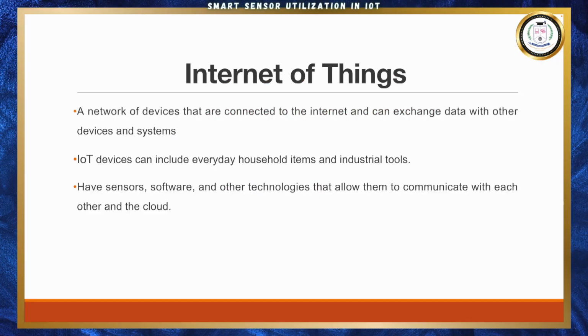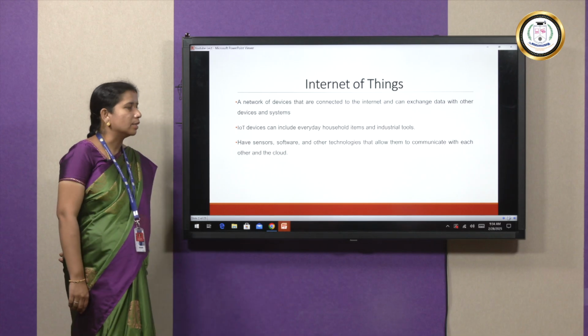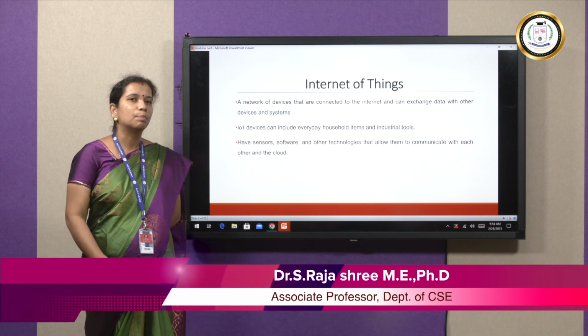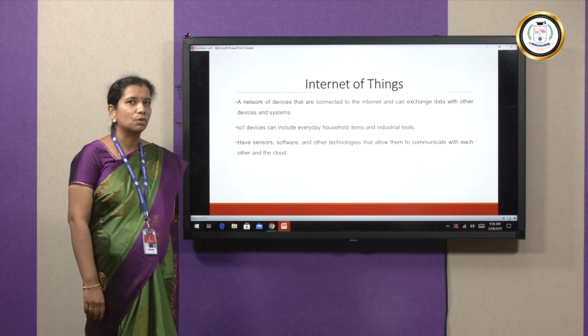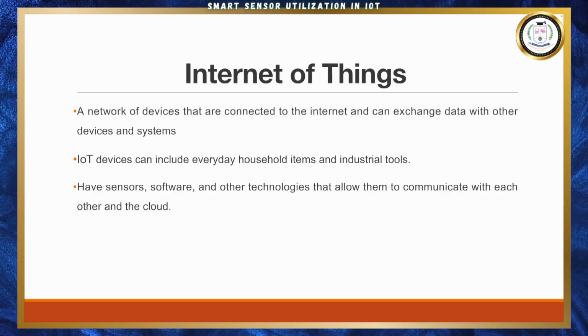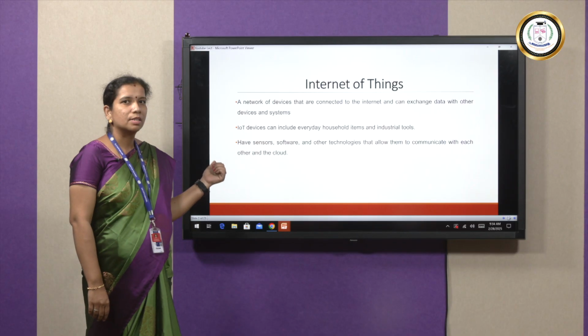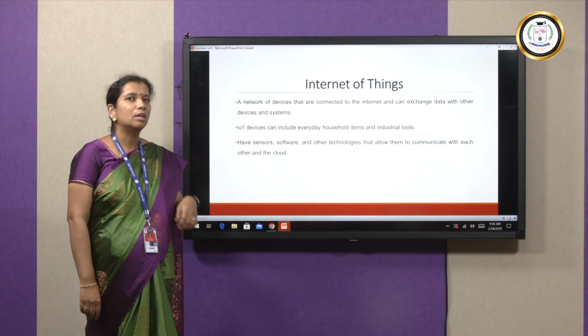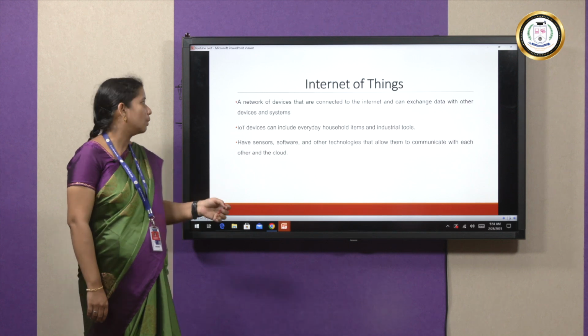Before seeing how the smart sensor is embedded into the IoT devices, first we will see what is meant by IoT, which is nothing but the Internet of Things, where the devices are interconnected with each other and can share data by the use of the internet. We use IoT devices in everyday household devices as well as in industrial sites. We have sensors, software and some other hardware in order to communicate the data with the cloud and with outside devices.